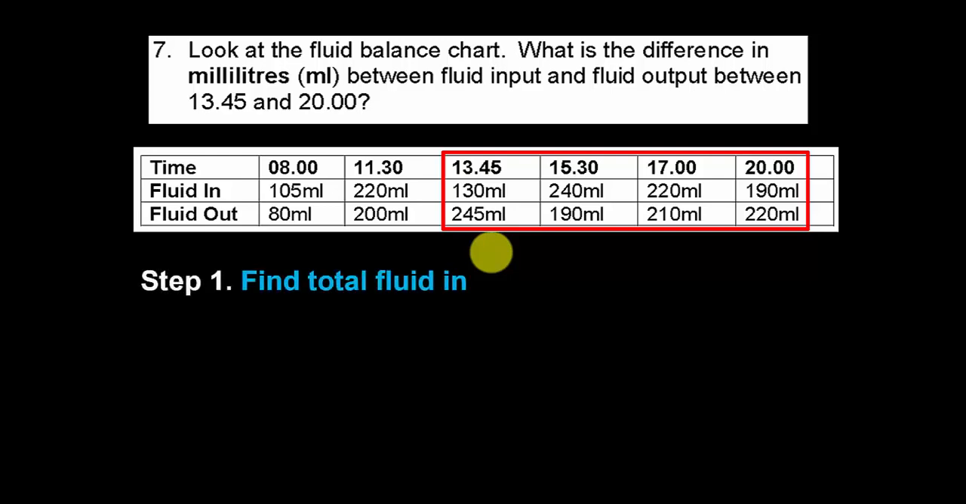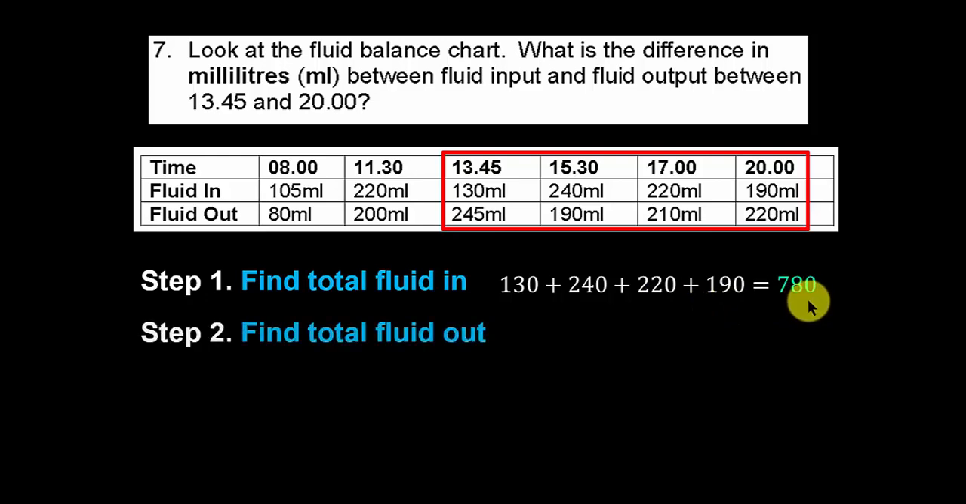So we need to work out the total fluid input and then the total fluid output, and then take one from the other. Now the total fluid input is that top line, so I'll simply add 130 and 240 and 220 and 190, and on the calculator that comes to 780 millilitres.